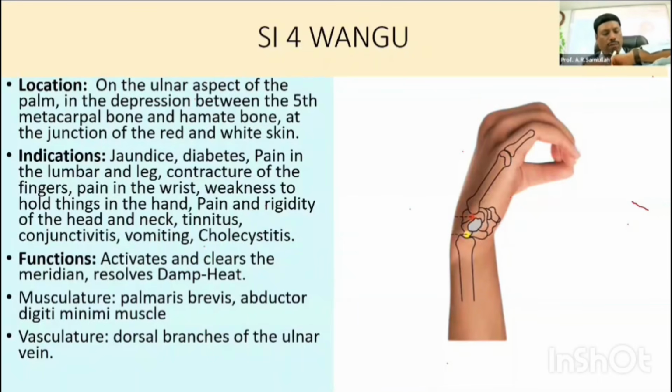Now I am applying SI4. Where the SI4 point is located, you just press the metacarpal bone in the depression where the bone terminates. Apply at the SI4 point and ask them to take deep breaths. So these 2 points are really good to treat all neck related disorders. By the way, this point is also helpful for treating jaundice.